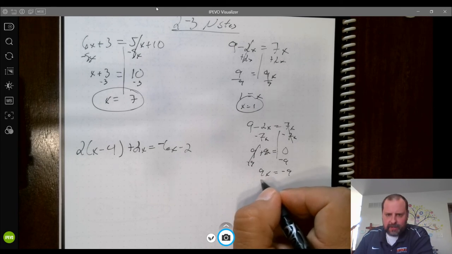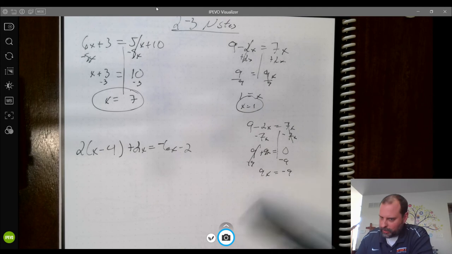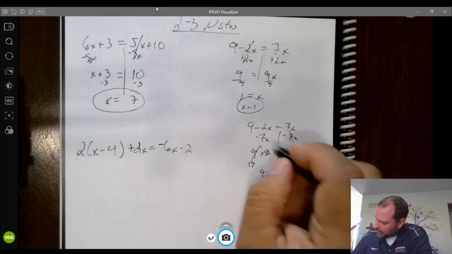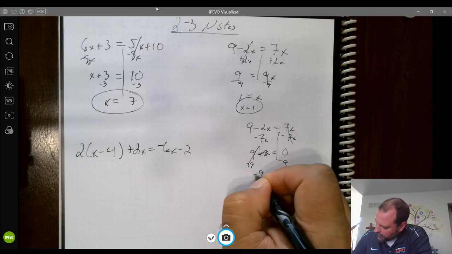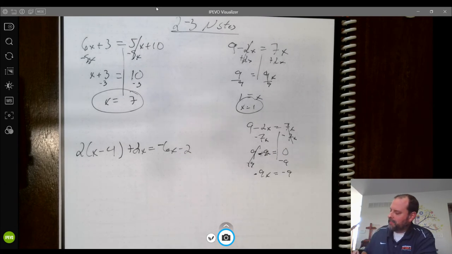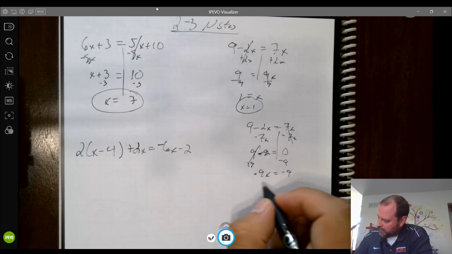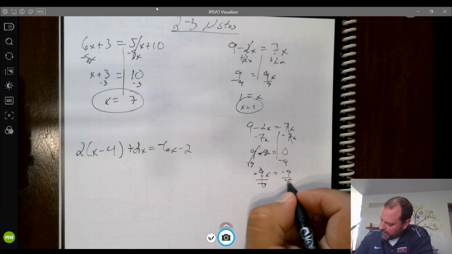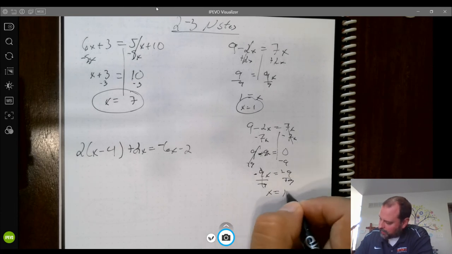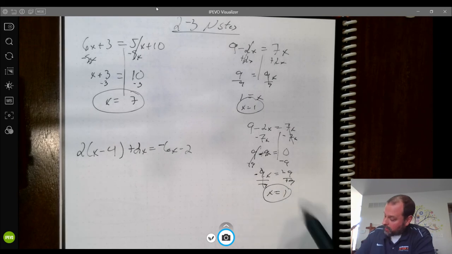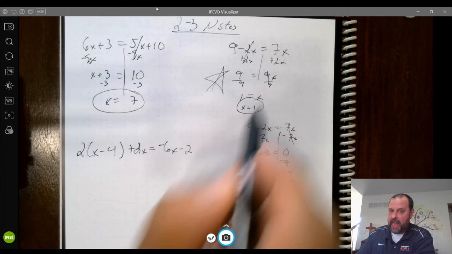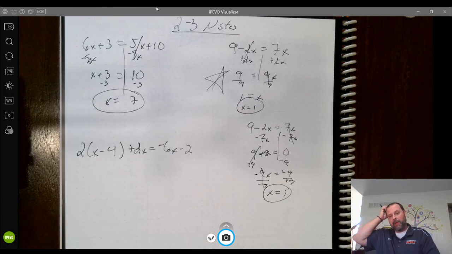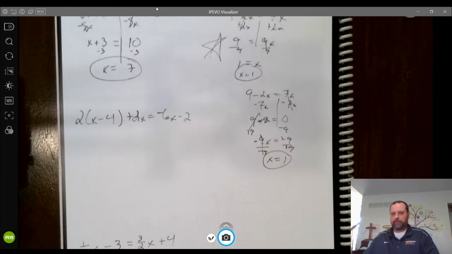Did I do that right? Something is wrong here. I'll double check in a second. Oh, this should be negative 9x. That's why. I did negative 2. There we go. Minus 7 is negative 9x. Divide by negative 9, and I get a positive 1 because 2 negatives divide to be a positive. More work, more likely to make a mistake. I would look at it the other way first. Okay? All right, moving on.